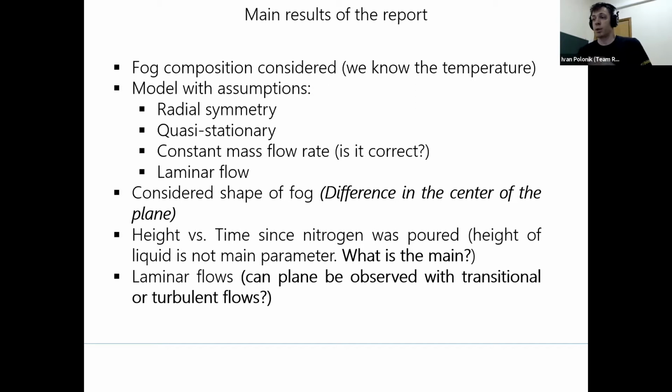And finally, about laminar flow, it was said that we'll work with laminar flows, but I think it's incorrect to say that your flow is laminar without trying to measure the Reynolds number of the system, because how your flow looks will depend on this dimensionless parameter. Also, we considered the shape of the fog, and we could clearly see that it's symmetric in the center, and there are edge effects on the sides, so it's a really good point. We saw how the height changed with time, but also we saw that the height of the plane is not the key parameter, but we will say what the key parameter is in this case.